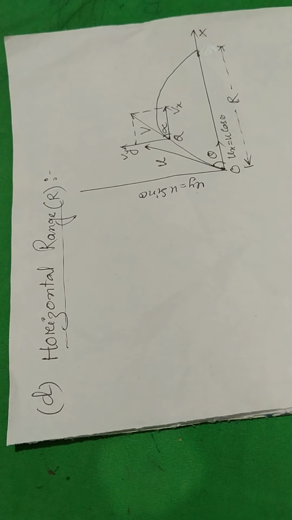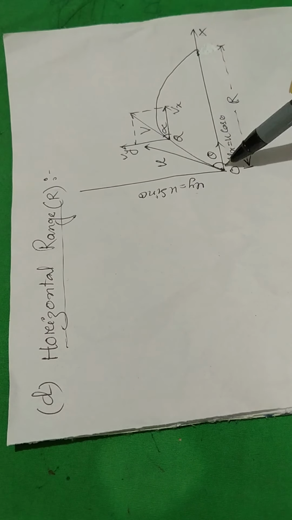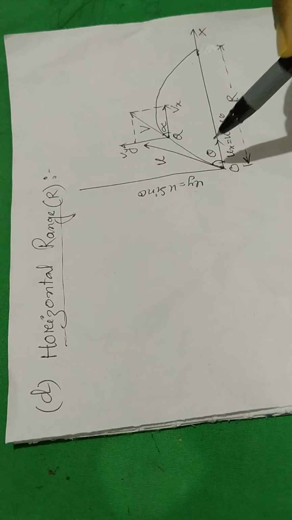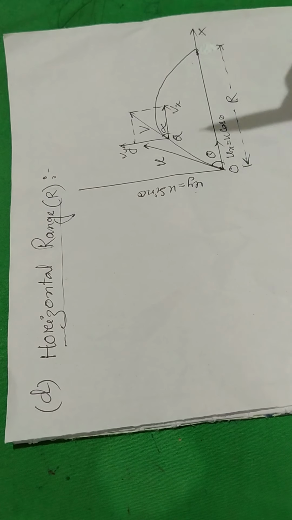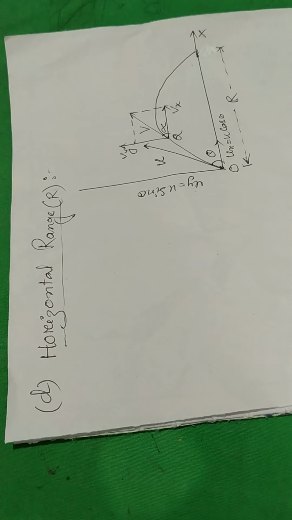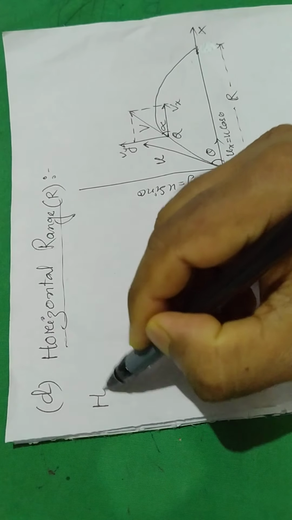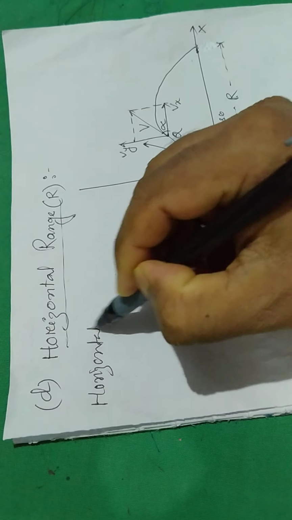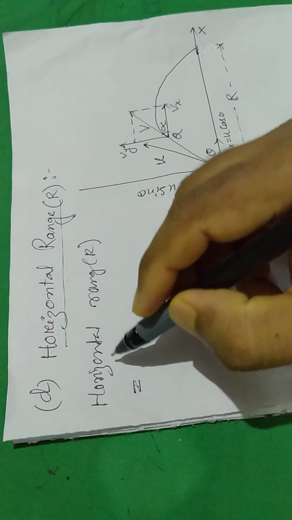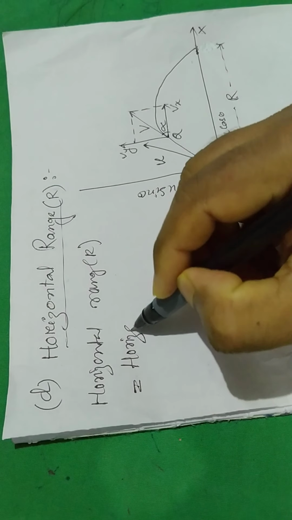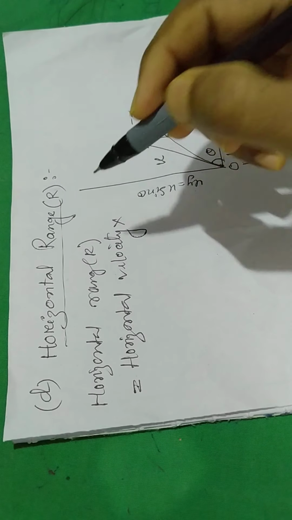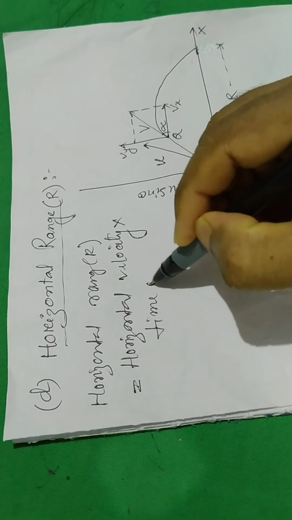To calculate the horizontal range, we have to take the horizontal velocity and the time taken by the projectile from the point of projection to the point on the ground where the projectile reaches again. So horizontal range is equal to horizontal velocity into time of flight.